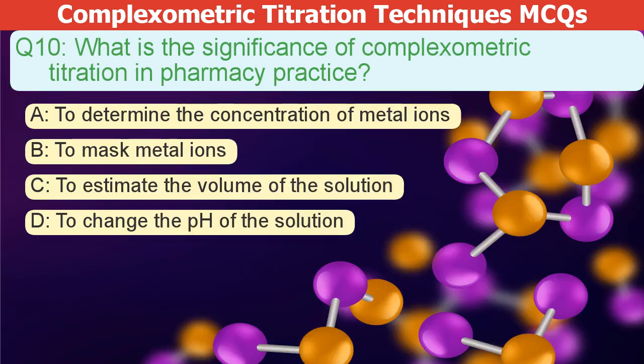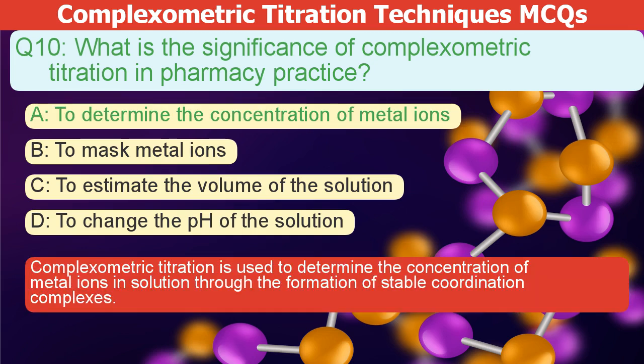What is the significance of complexometric titration in pharmacy practice? A. To determine the concentration of metal ions. B. To mask metal ions. C. To estimate the volume of the solution. D. To change the pH of the solution. The correct answer is A. Complexometric titration is used to determine the concentration of metal ions in solution through the formation of stable coordination complexes.